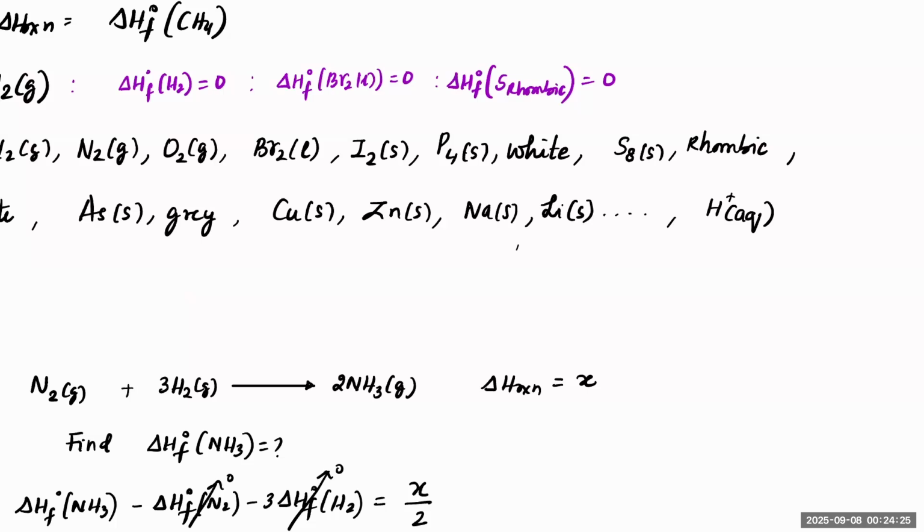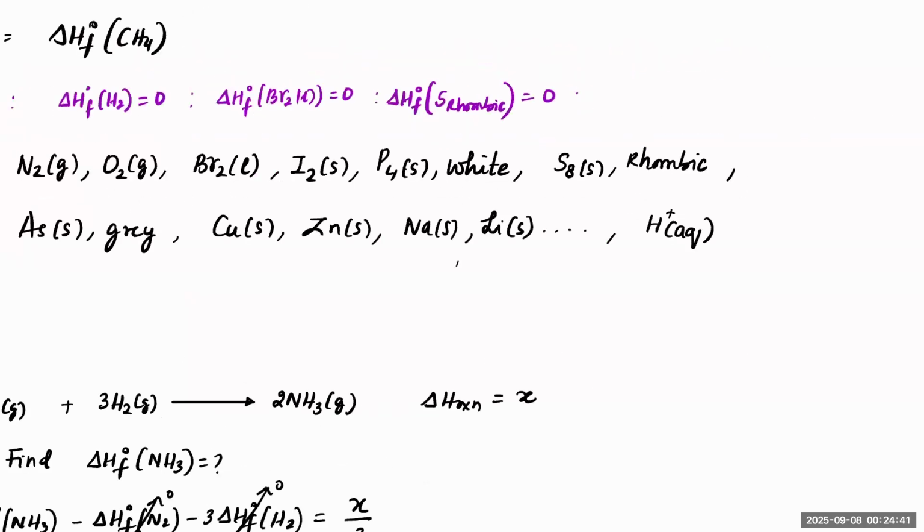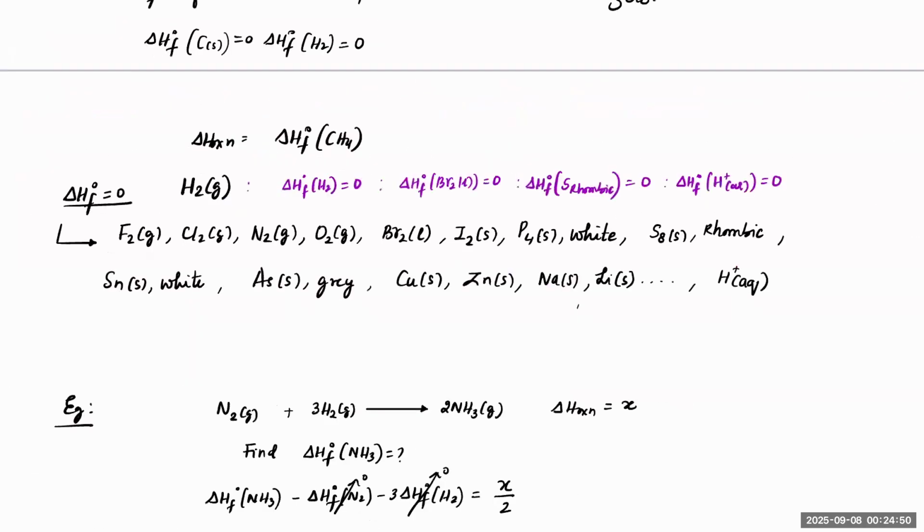And only one important part out of all of this: among ions, there is only one ion which has 0, that is H plus in aqueous state. The H plus in aqueous state is 0. So that means delta H of formation of H plus ions in aqueous state is considered to be 0. These are the elemental forms which have delta H of formation being 0.